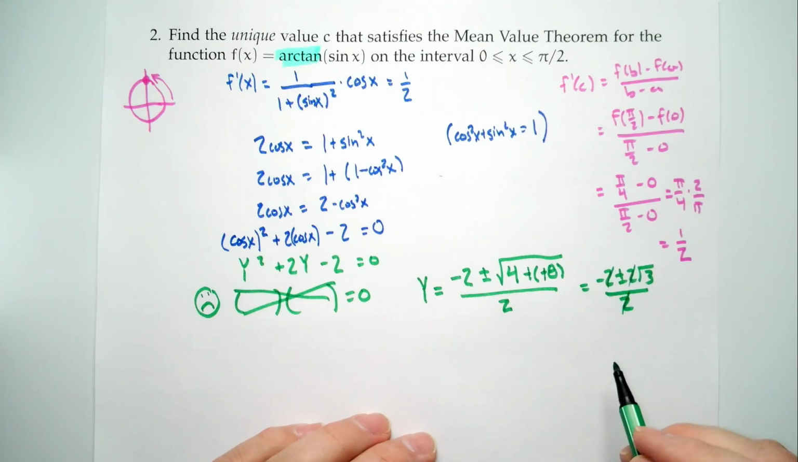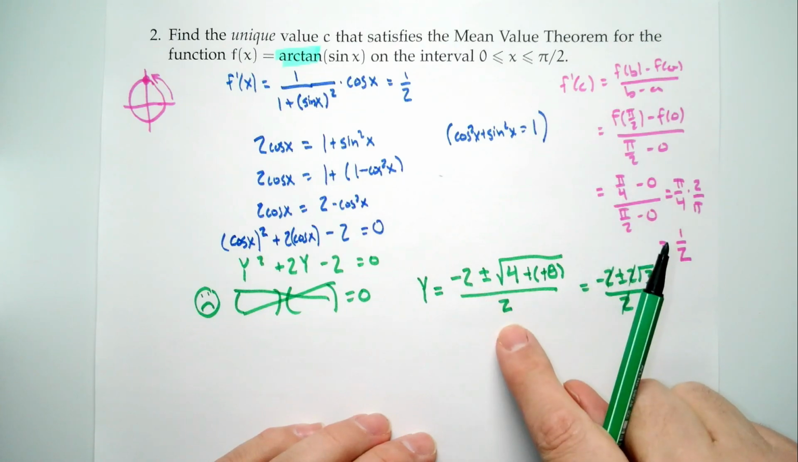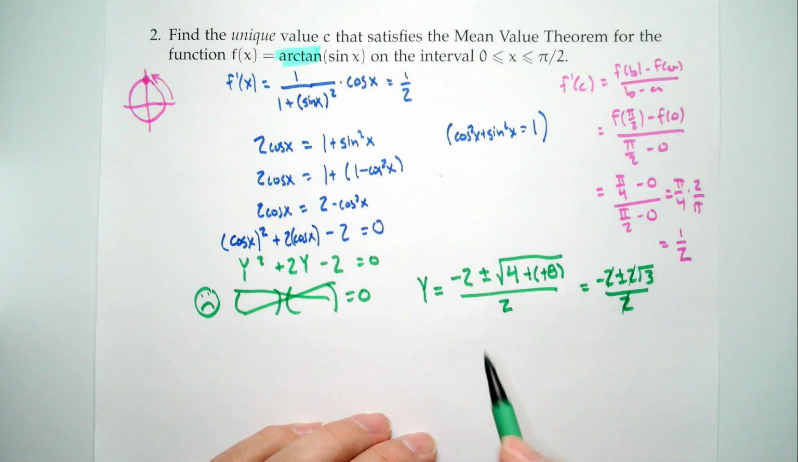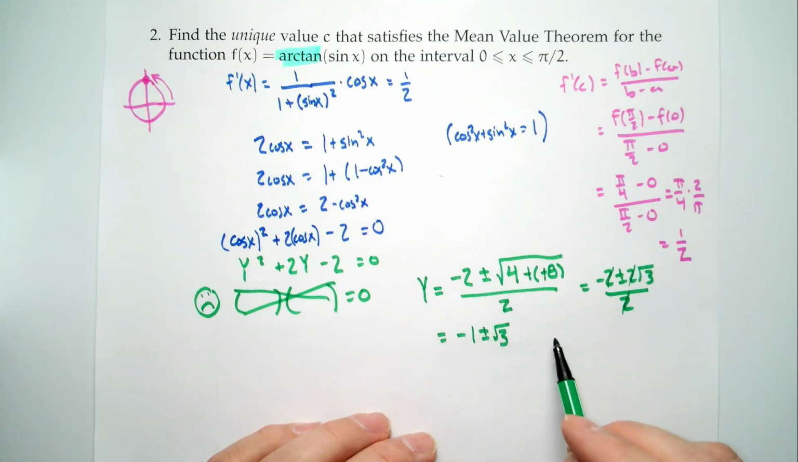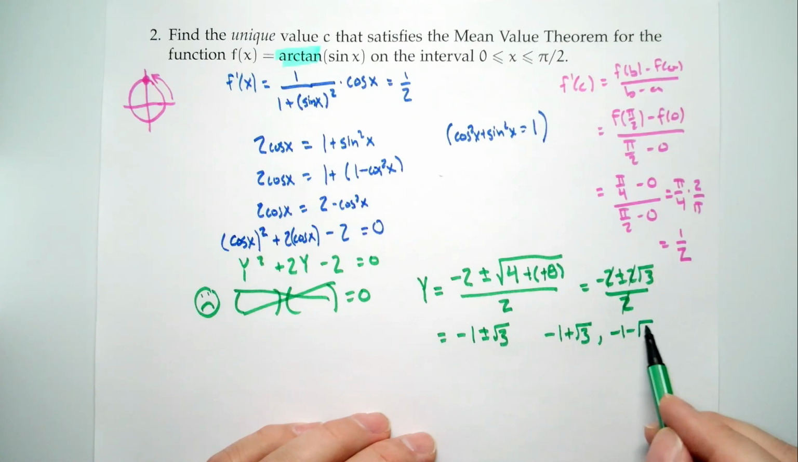So it was important that that 2 was there. We couldn't cancel just that 2 and that 2, because remember that you have to make sure that you get everything. So it looks like we get two possibilities: negative 1 plus or minus root 3, right? Because I say 2 because there's a plus or minus. So there's negative 1 plus root 3, and there's negative 1 minus root 3.